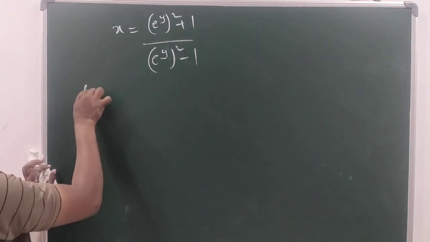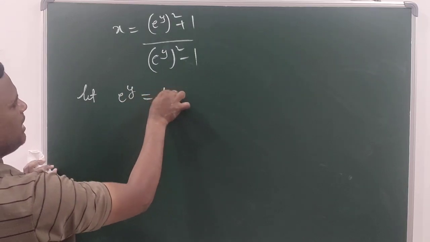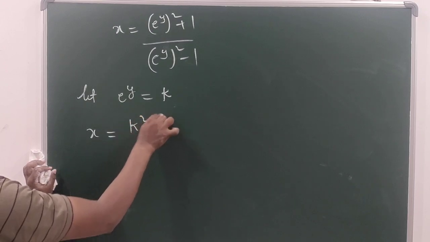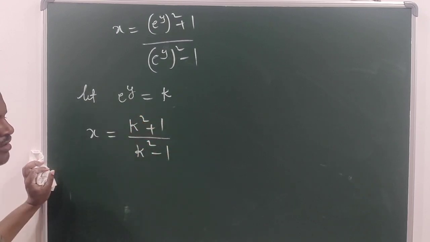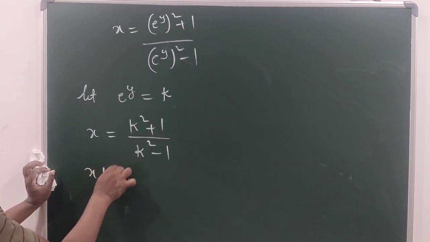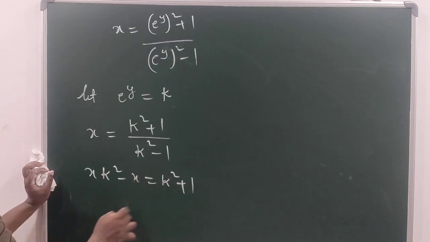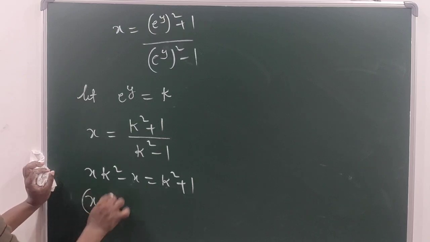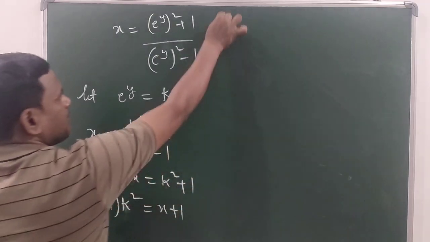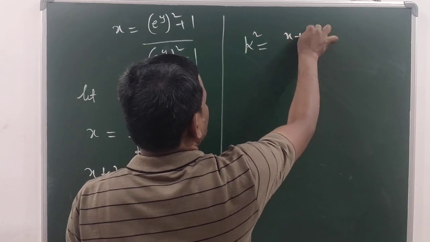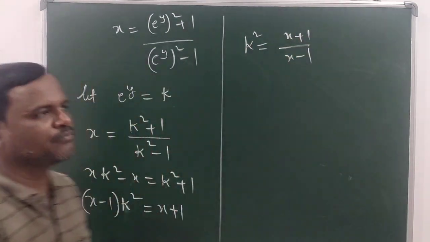So let us take e^y equal to some k. When you take e^y as k, then x is equal to (k^2 + 1)/(k^2 - 1). Now go for cross multiplication. x k^2 - x is equal to k^2 + 1. Now transfer -x to the right side, bring this k^2 to the left side, so that you will get (x - 1) k^2 equal to x + 1. Now bring it to the right side.